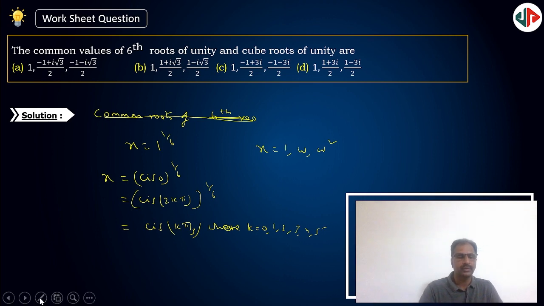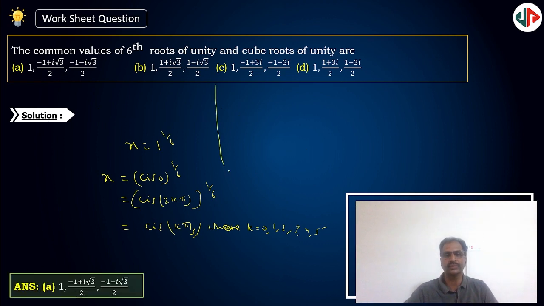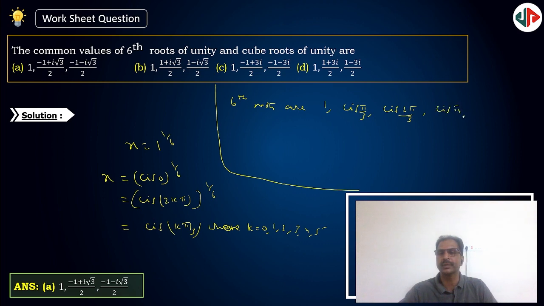These are the 6 roots of unity. So what are the 6 roots? Put k is equal to 0, you'll get cis 0, that is 1. Put k is equal to 1, cis pi by 3, then cis 2 pi by 3, cis pi, cis 4 pi by 3, and cis 5 pi by 3. These are the 6 roots of unity.